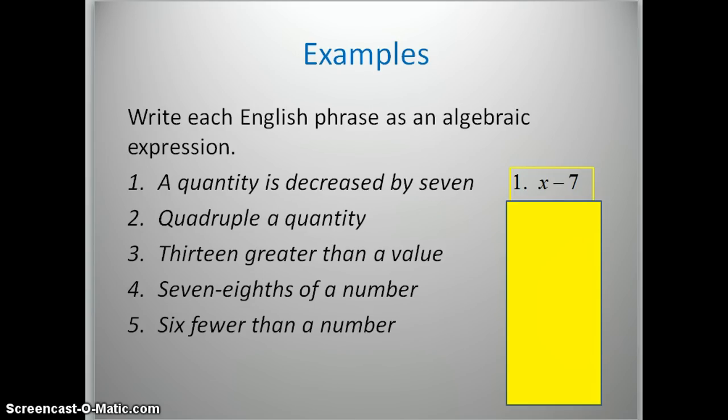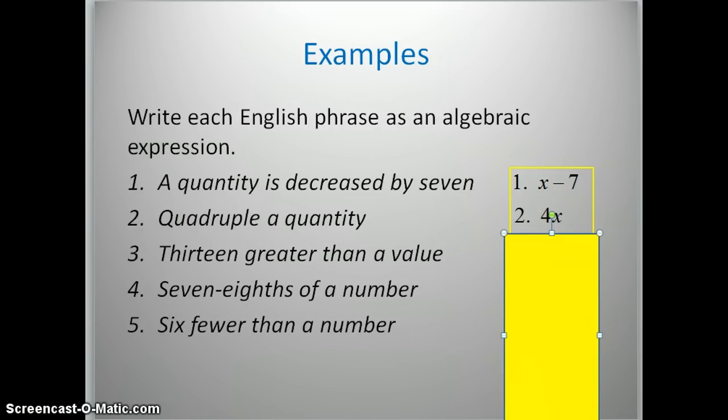Again, you can use any variable there. If you had n minus 7, that would be fine. For the second one, quadruple a quantity. So we see quadruple, and that falls in the same category as double or triple. It tells us that we are multiplying, but in fact we're multiplying by 4. So in this case, we have 4 times a quantity, or 4 times a variable. So we can write that as 4x or 4n.